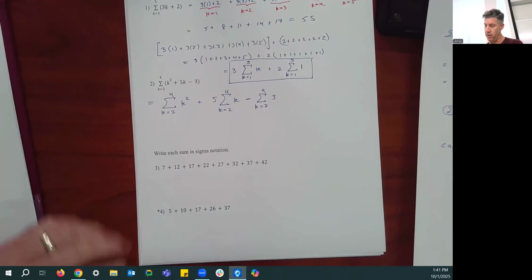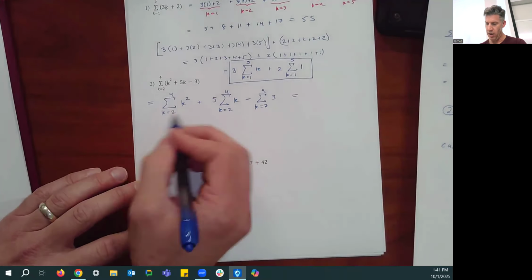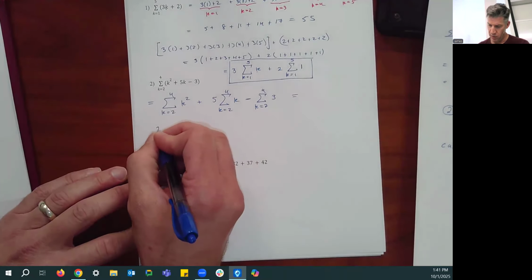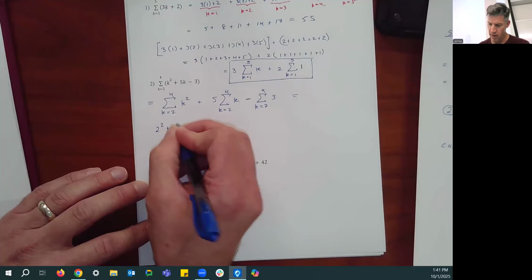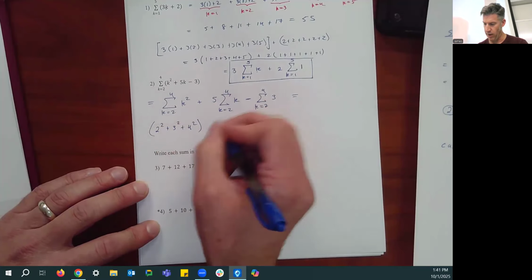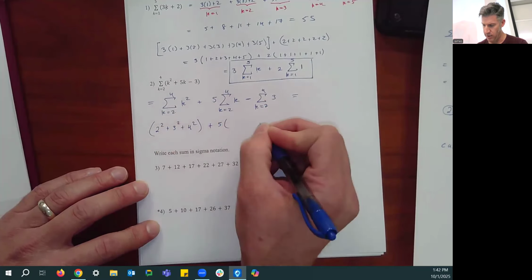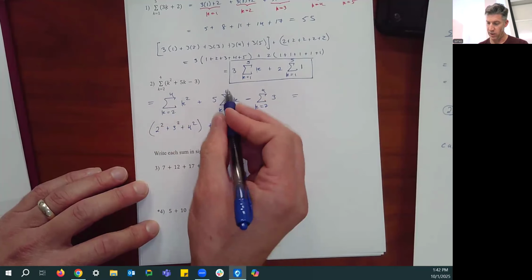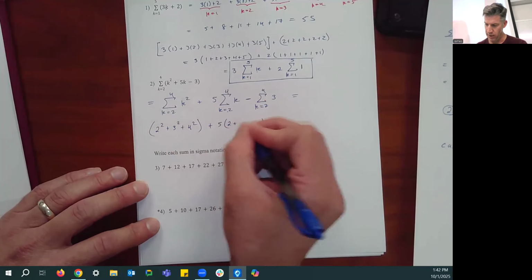And now we're going to calculate it. So starting here, if I plug in 2, I'm going to get 2 squared plus then 3 squared plus then 4 squared. That's the first summation. For the next part, I have plus 5 times the sum from k equals 2 to 4 of just k. So that's going to be 2 plus 3 plus 4.